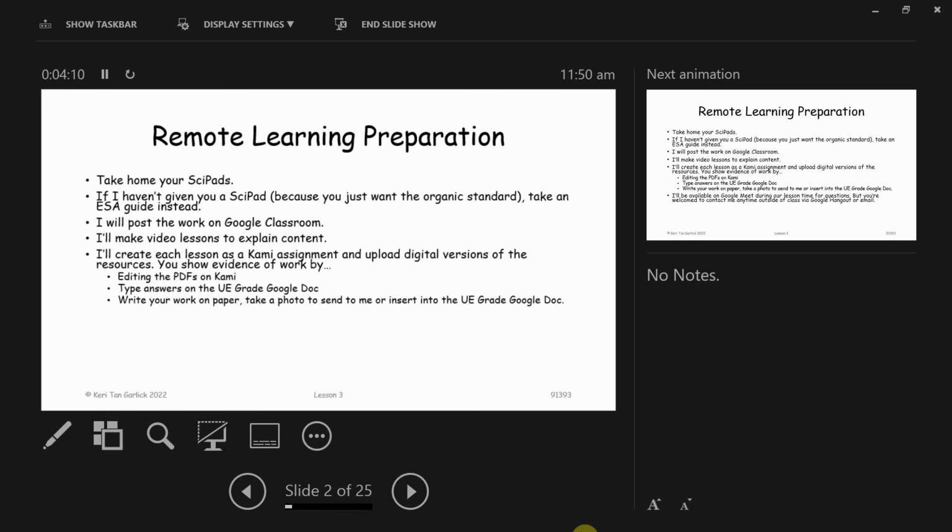I'm happy for you to show evidence in any way. You can show it editing the PDF on the Kami. You can type the answers into that UEG Google Doc that I've created for organic chemistry. The other option is you do things on paper, you take photographs of it, and then you can either send it to me through email, through the Hangout message, or you can put it into that Google Doc as well. I'm happy to look for work in any location and whatever works for you guys. Just make sure you make a comment when you have done work so I know where to look for it. Cool. So comment on the actual classroom announcement that I have or classroom assignment.